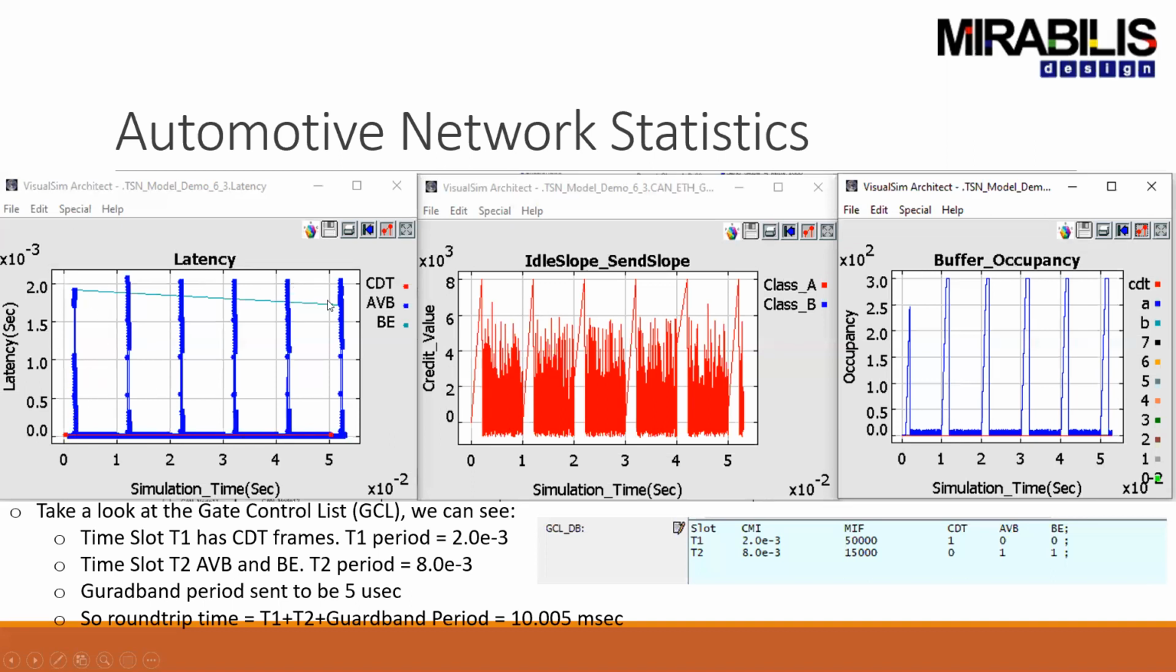And of course, the best effort, you can see the high latency for the best effort because there's a significant amount of Class A and Class B data that are coming in at the same time as the best effort Ethernet data is coming.